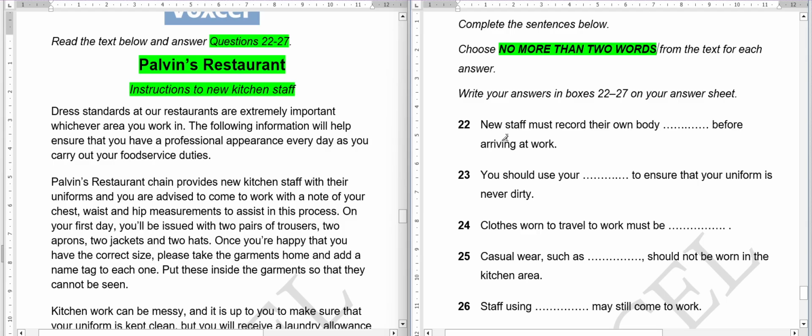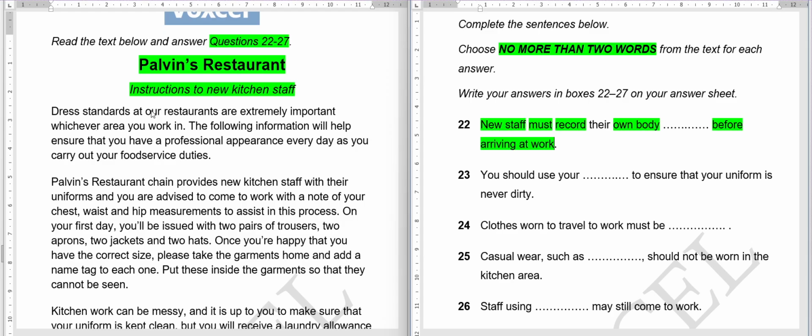Question 22. New staff must record their own body dash before arriving at work. They are telling us that new staff must, meaning they have to. It's not an option. You have to record something about your own body before arriving at work. Own body shape, own body size, own body weight, something related to the body they have to record. What else can you record of your body? Let's see what you are recording of your body.